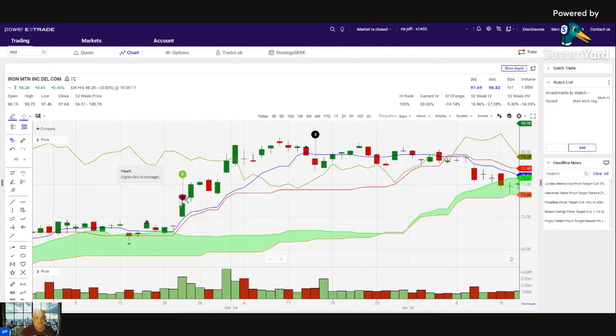Here would be an entry because it cleared the cloud here. So I would get in the next day after it cleared the cloud. The first day after it clears the cloud, I have the heart on it.